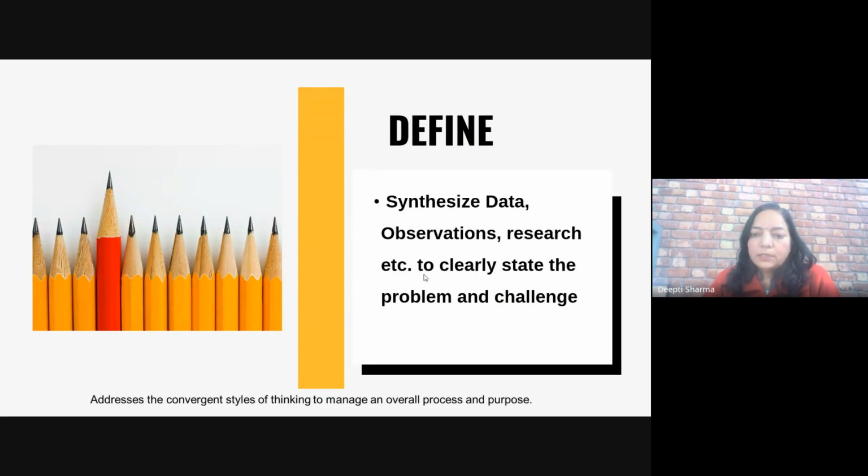And second is define. Define is addressing the convergent style of thinking to manage the overall process and the purpose. Basically, whatever we have collected in our empathize phase, we are going to synthesize that data. We are going to collect and analyze these observations to clearly state the problem and challenge. So we should note down very clearly what the problem is, and how to face this challenge to solve things.